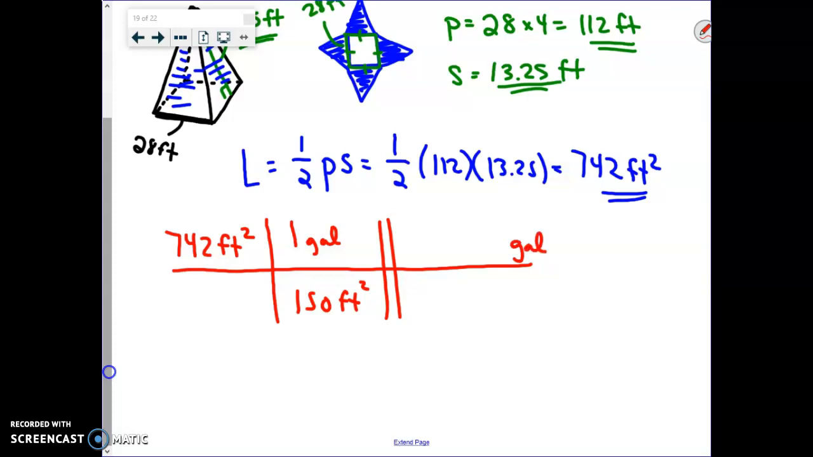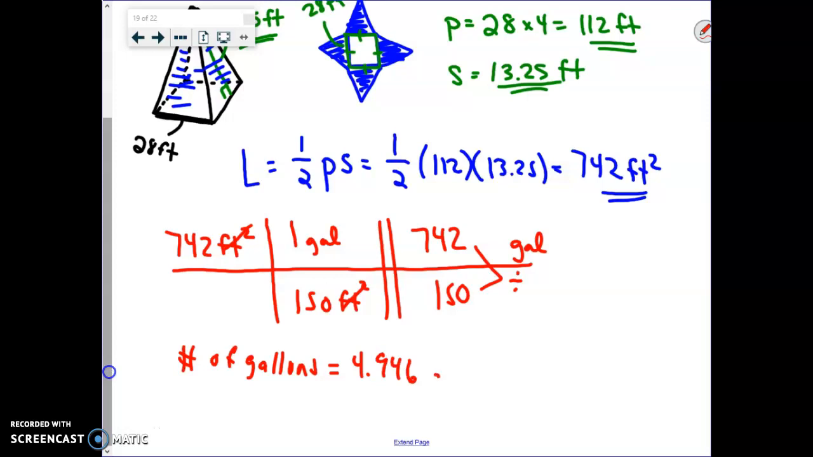So what happens here again is you take 742 square feet, the square feet cancel out, and you basically have 742 gallons divided by 150. So what that does, that gives us the number of gallons of paint we're going to need is equal to what I get when I take 742 and divide it by 150. And we get about 4.946 gallons, which is pretty close to 5.